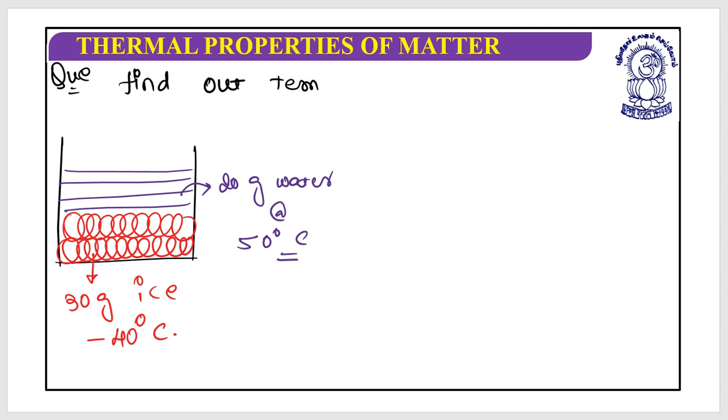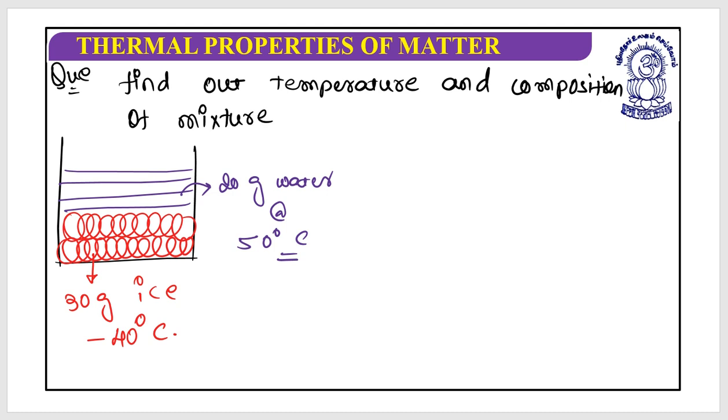So the question is: find out the temperature and composition of the mixture. Yes, it's a closed container which we call a calorimeter. When they say composition of the mixture, they mean after some time what amount of water has been left, what amount of ice has been left, and everything. So this is basically a calorimeter.